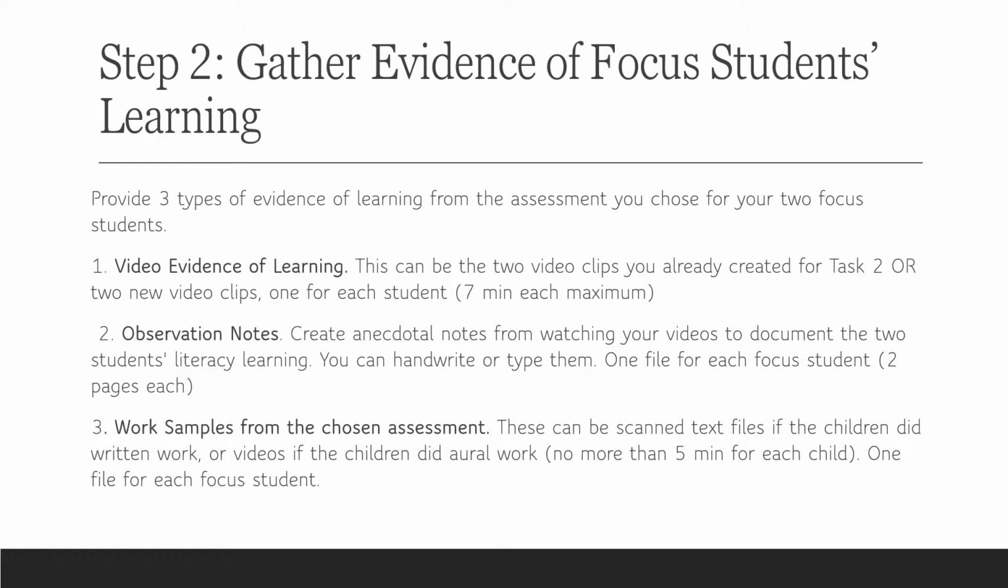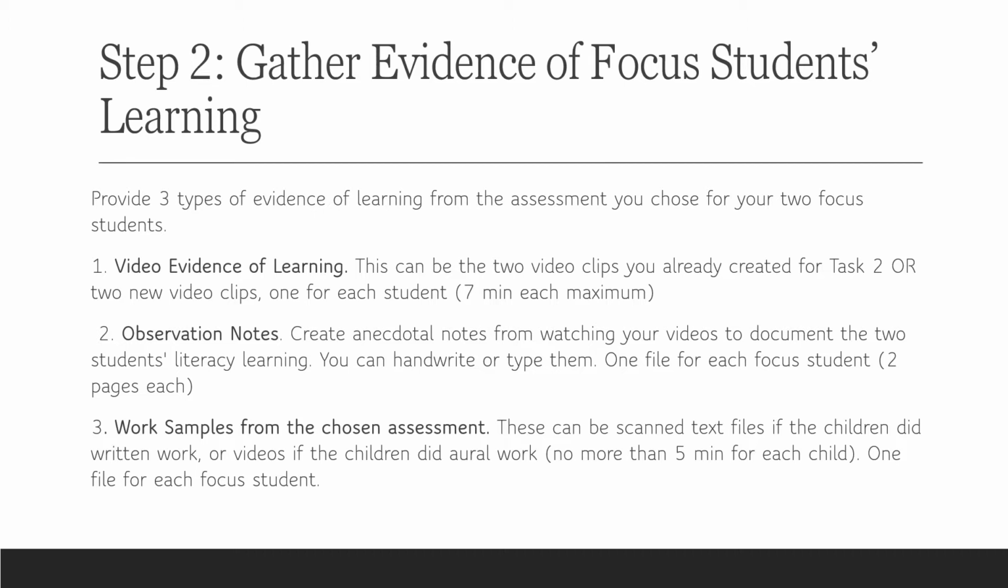Observation notes, you're going to create anecdotal notes. If you haven't done them in person, then just create them from watching your videos to document your 2 students' literacy learning on this assessment. So again, you're going to create anecdotal notes on how they did this assessment. You can handwrite or type them, 2 pages each, and you're going to put each one in a separate file. So 1 file for focus student 1 and 1 file for focus student 2. You can label them observational notes, focus student 1, observational notes, focus student 2.